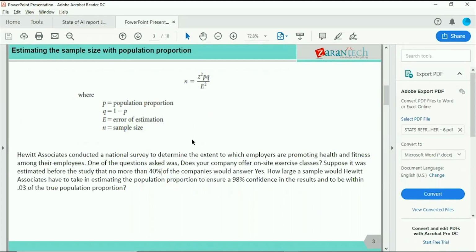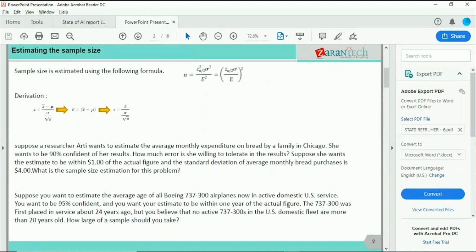Error of estimation will then be 0.03, which you found out through the formula. But you were confused about what 0.03 is. To be within 0.03 of the true population proportion means within 0.03 of the actual figure. Do you find that similarity?